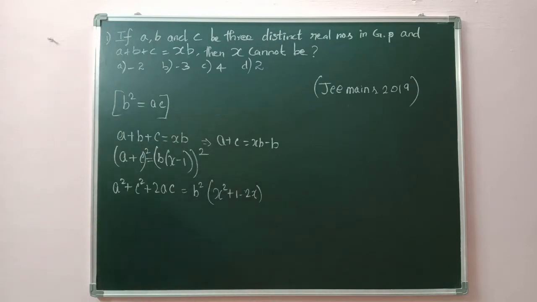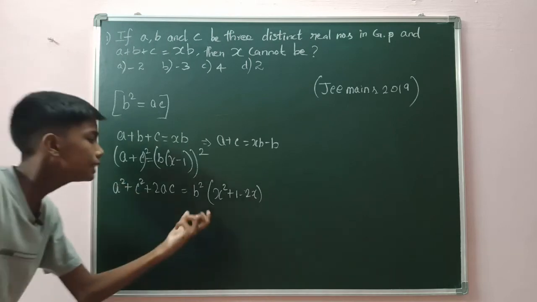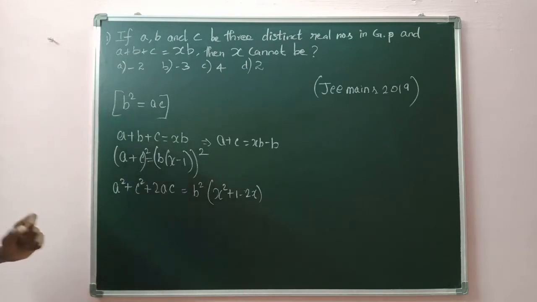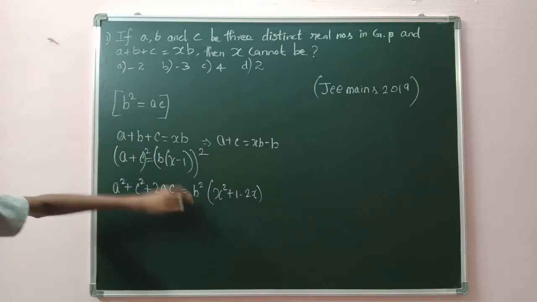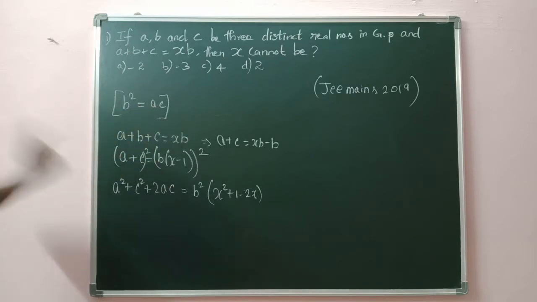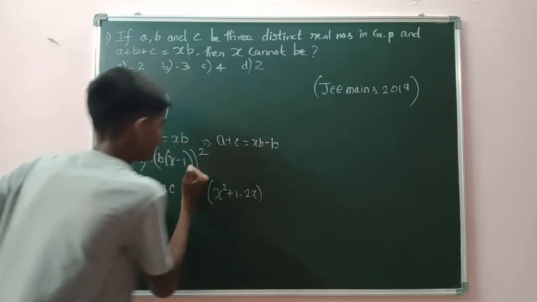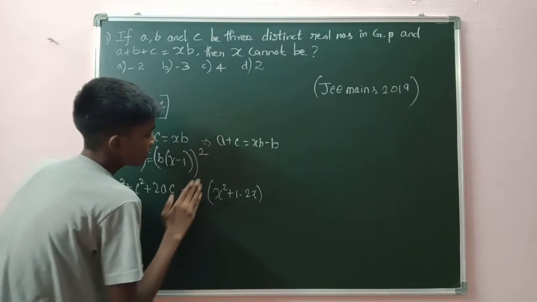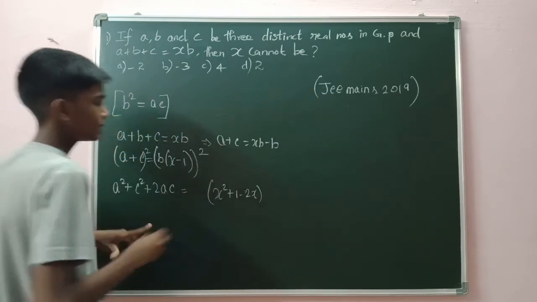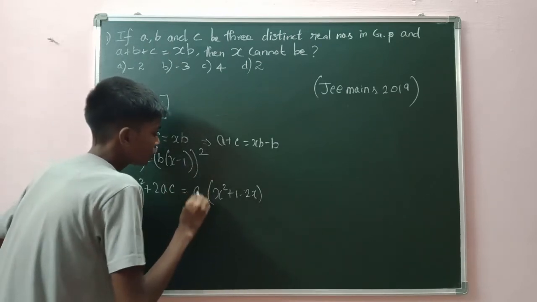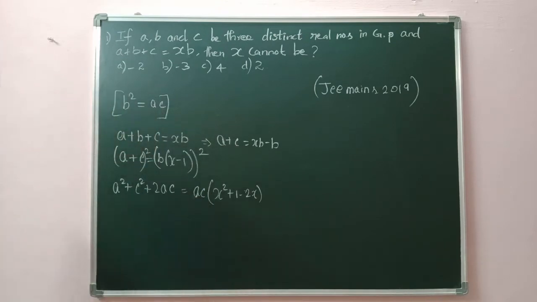Very simple thing. So now what I am going to do is, in the RHS I am having B square, right? What is B square? Just now I told you B square is AC, so I can write the same B square as AC. Correct? Just now I told you B square is AC just by using one condition of GP. If A, B, C are in GP, then the square of the middle term is the product of the terms that are left out. And that's how I wrote this B square as AC.